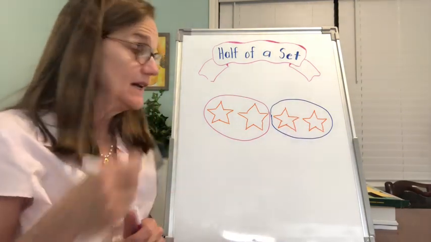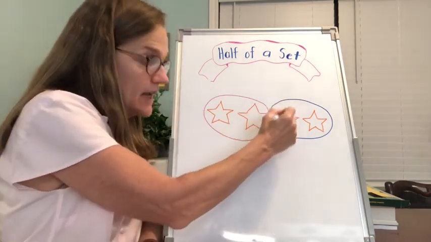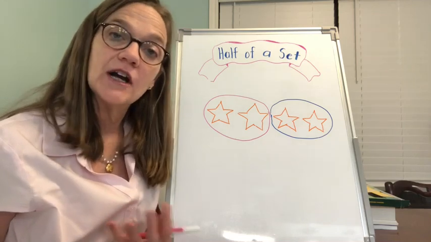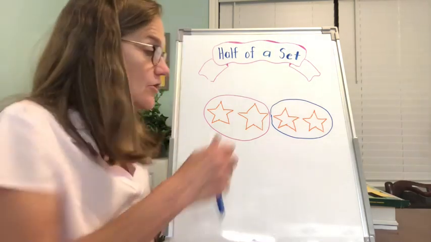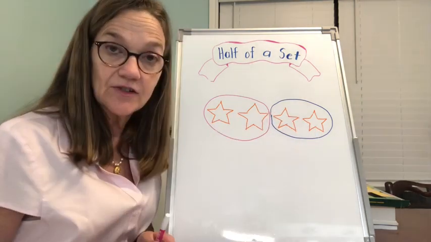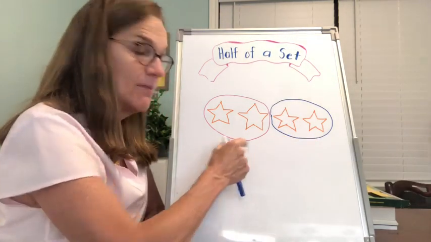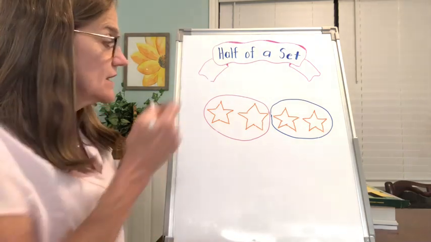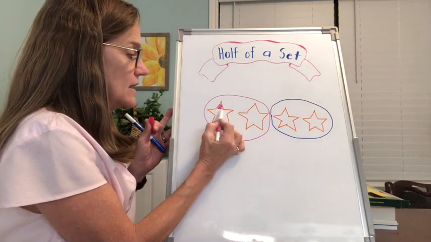Now, I don't mean to cut each cookie in half. That's not what I mean. What I mean is that you and I share all of the cookies, the 2 sets of cookies. We both have the same amount of cookies and there's none left over. So 1/2 of these cookies would be right here.